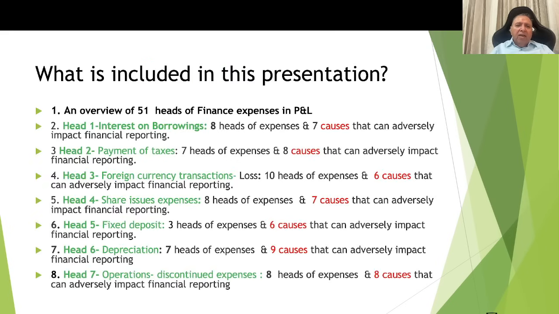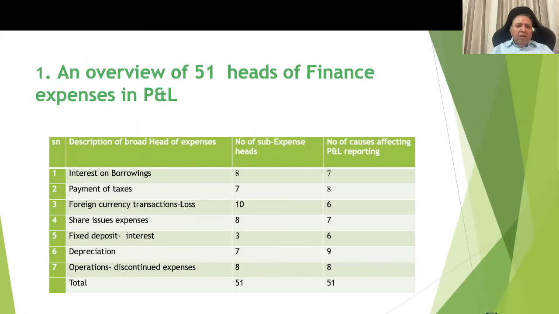What is included in this presentation: number one, an overview of the 51 heads of finance expenses in the P&L account. Number two is the first head, which is called interest on borrowings. Second head is payment of taxes. Third head is foreign currency transactions. Fourth head is share issue expenses. Head 5 is fixed deposit related interests. Head 6 is depreciation, and head 7 is discontinued operations. Now let me share the overview of all this.